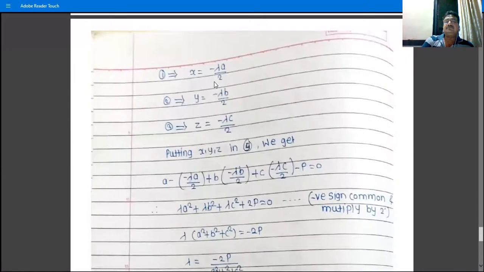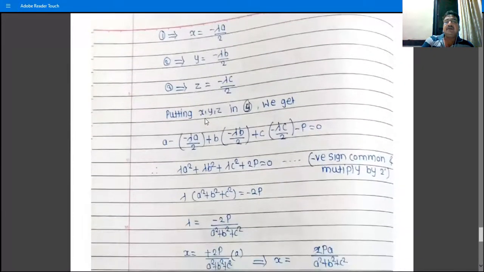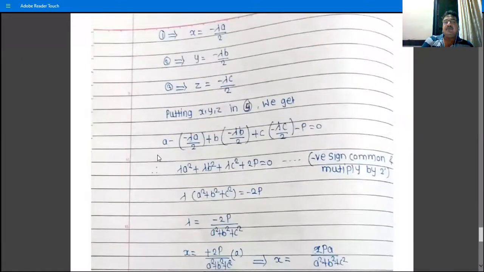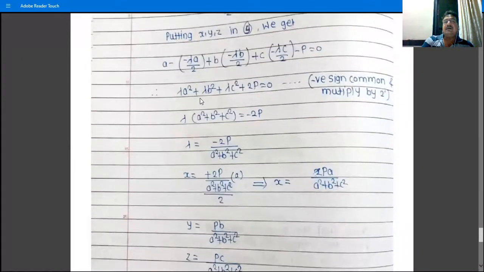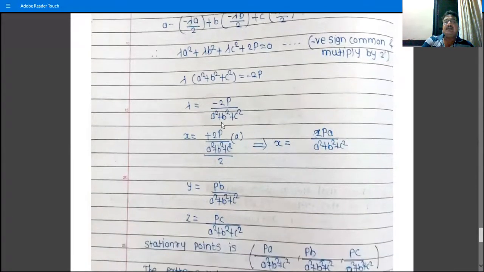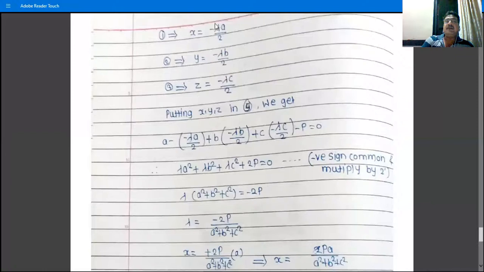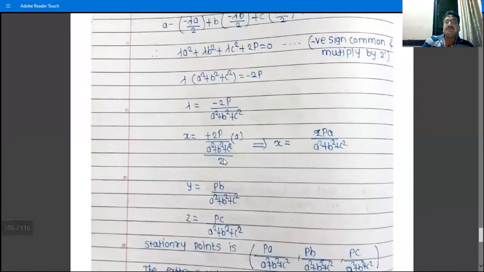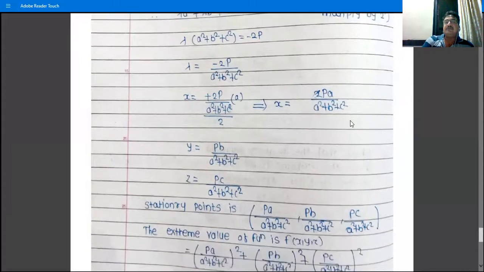So here we have the values of x, y, z. Substitute these values in equation number 5. After simplification, take lambda as common, and we have the value of lambda as minus 2p by a square plus b square plus c square. Then substitute lambda in x is equal to minus lambda a by 2, and after calculation we have x is equal to pa divided by a square plus b square plus c square.